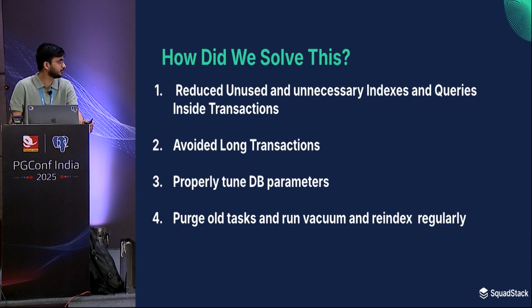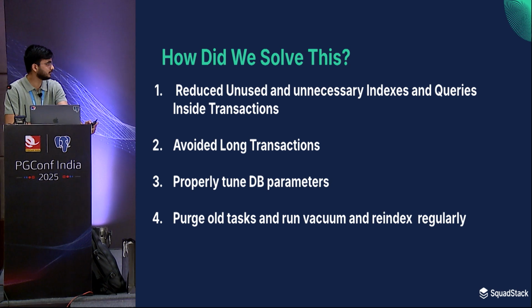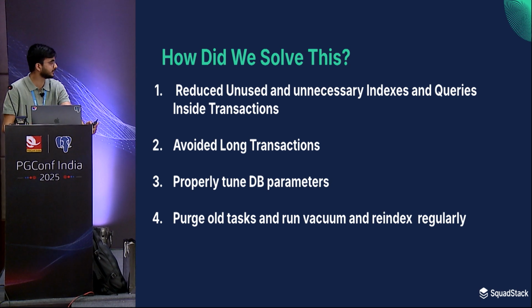So how did we solve this issue? First of all, we reduced unused and unnecessary indexes and queries inside transactions. This happens only in the case of transactions. If I remove unnecessary queries or indexes, I can avoid exhausting the FP slots per backend. After that, as I explained, we avoided some queries in the transaction, so overall we reduced transaction time.